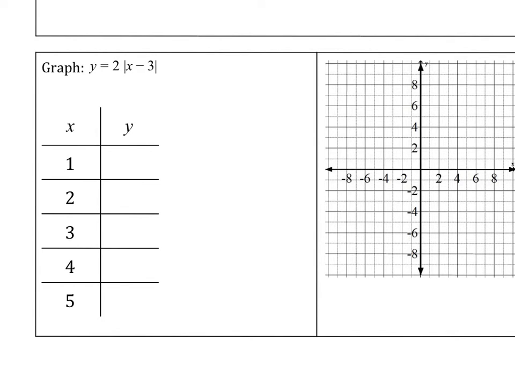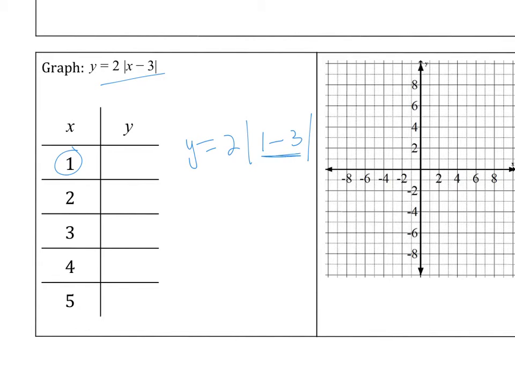To make this graph, we're going to take each one of these x values and plug it in for x. So we have to basically do 5 different calculations to get this one graph, keeping in mind all the things we did in the first part of the slideshow. So if x equals 1, this equation becomes y equals 2 times the absolute value of 1 minus 3.